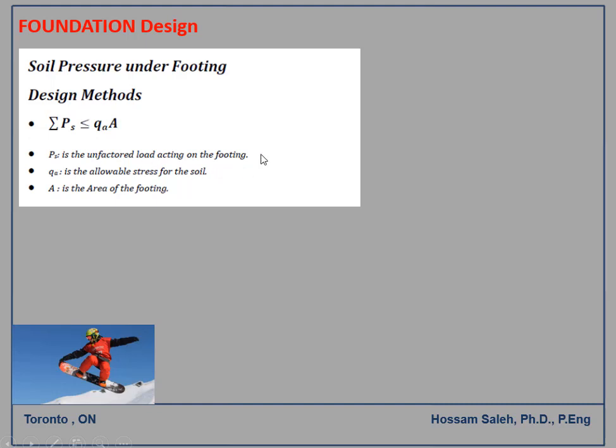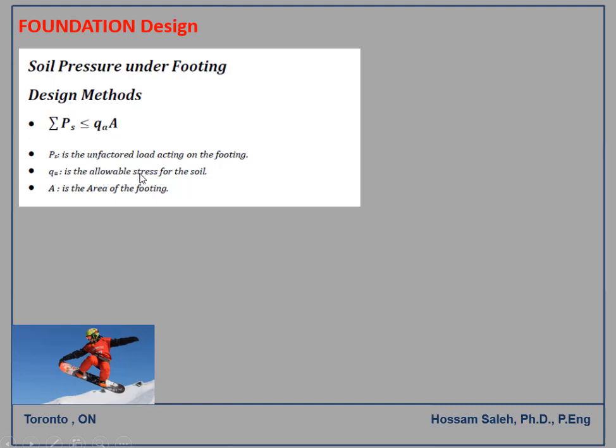Here, when we design the foundation, we have different ways of designing it. One of them is based on the service load, and the service load is not combining or factoring the load. So in this case, you have the unfactored load. You calculate all the unfactored load, and from the soil report, you know the allowable stress or bearing pressure of the soil. When you know the allowable bearing pressure, you can estimate a specific area for the footing, and you make sure that the allowable pressure, which will be in kilonewton per meter square, is not exceeded.